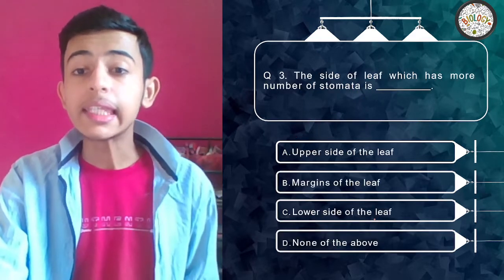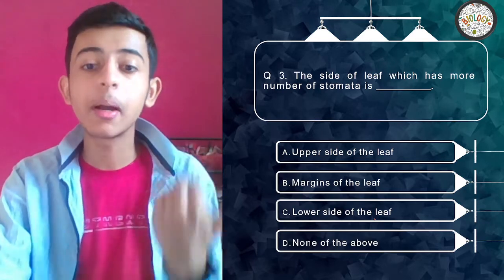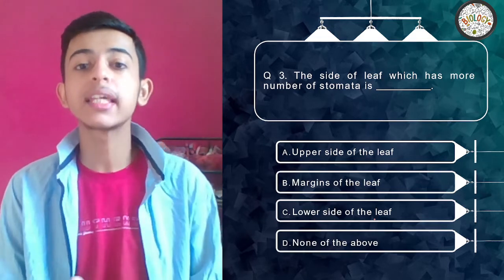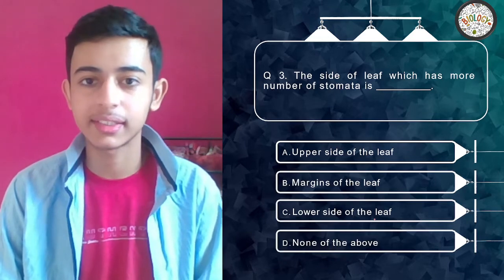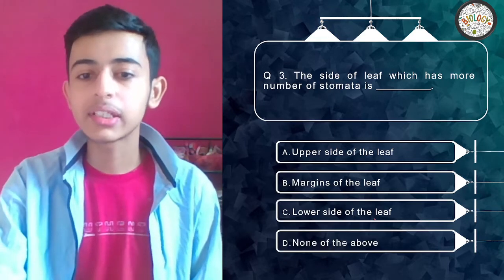Okay. The side of leaf which has more number of stomata is upper side of the leaf, margins of the leaf, lower side of the leaf, none of the above. Quickly, you have 10 seconds. I'm giving 10 seconds. I want all the responses within 10 seconds in the chats. Okay, and your time's up.